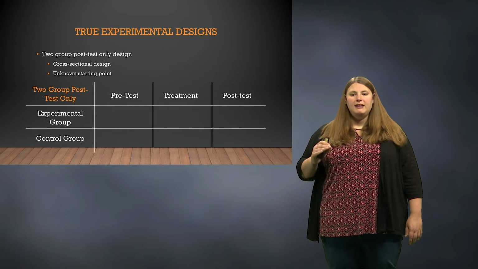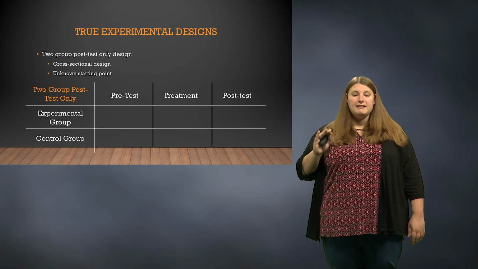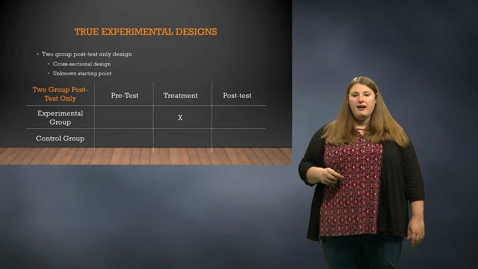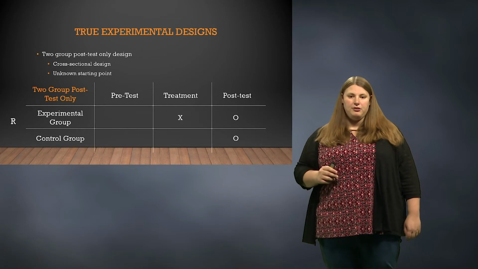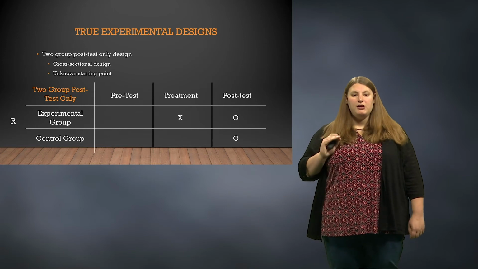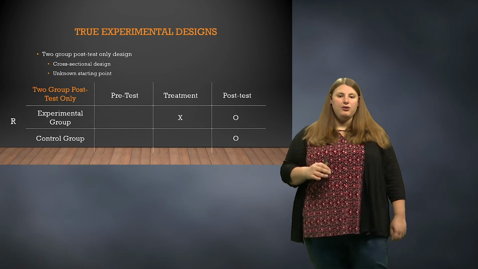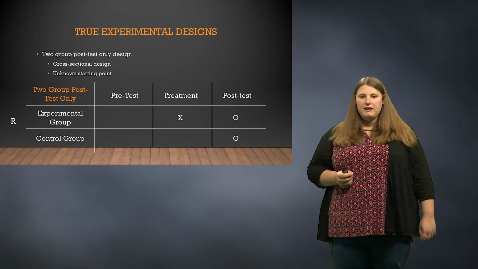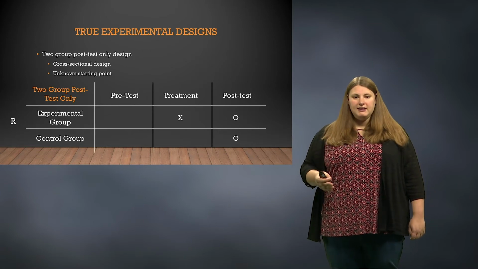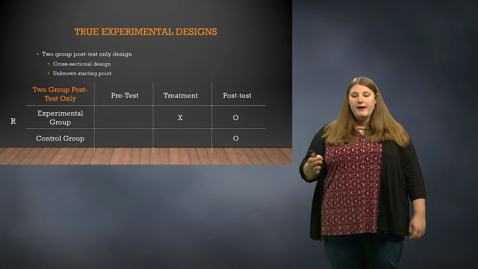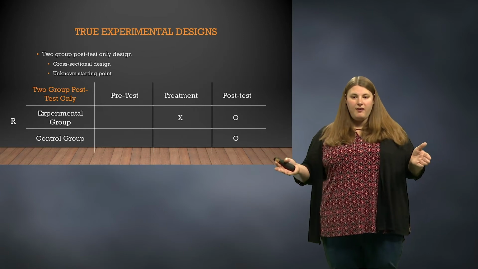Now this time we're going to leave the pretest column blank because there's no pretest. Instead, we start with the X for the treatment and then we add a post-test to both groups. And once again, we're going to use random assignment so we can include an R to the left of our map. As you can see, the major limitation of the two-group post-test only design is that without a pretest, we can't compare pretest to post-test values.